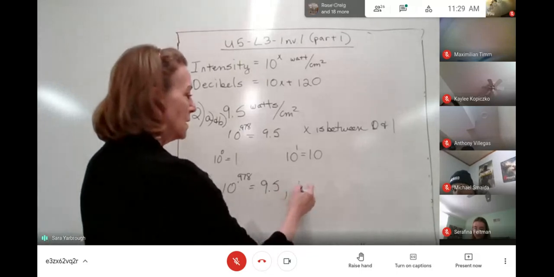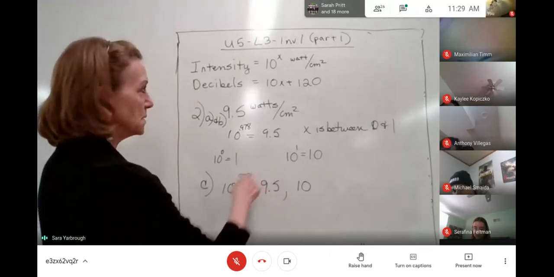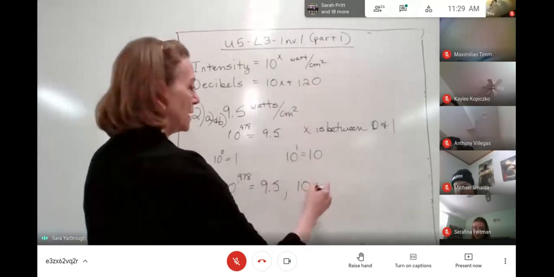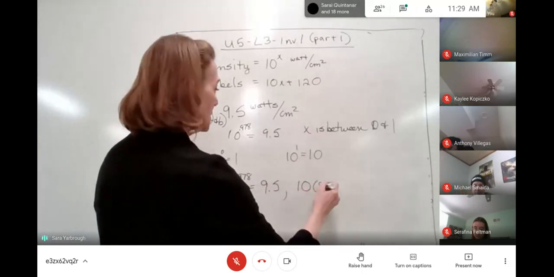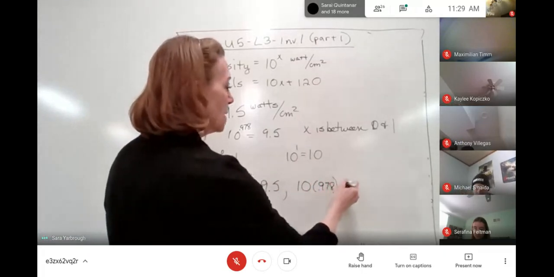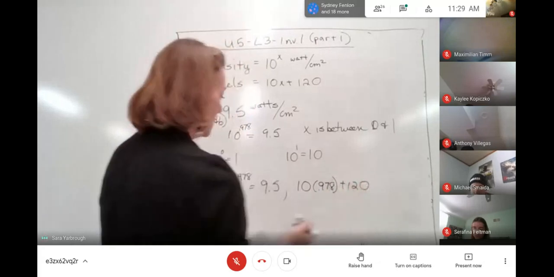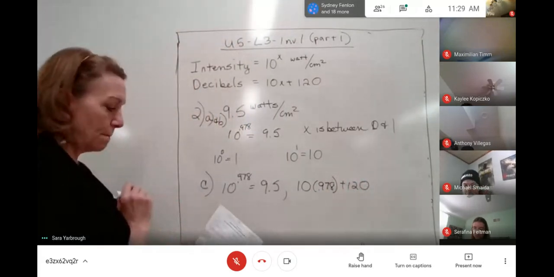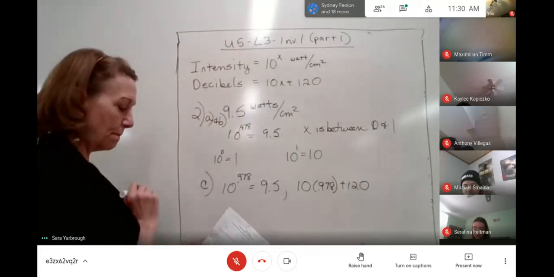Okay? So now, take your exponent and plug it into this equation right here. 10 times 0.978 plus 120, and calculate your decibels.